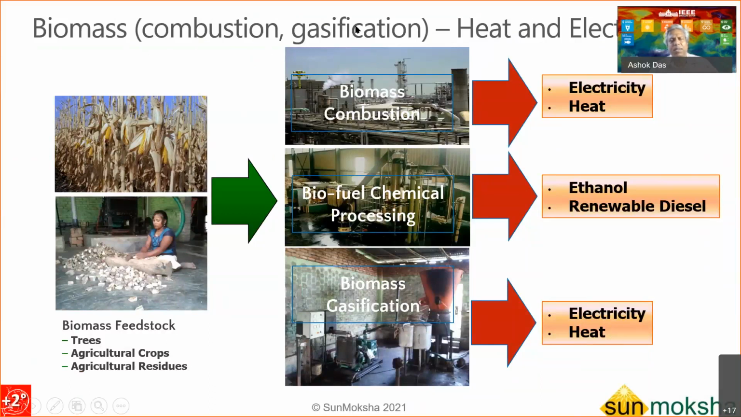In the combustion and gasification route, this is a gasification route, you can get electricity and heat. With biofuels and fuel processing, you can get ethanol and renewable diesel. So these are the liquid fuels to replace diesel and gasoline. And biomass combustion takes you away from coal to generate the same electricity via heat in a steam power plant. So these can be used to reduce the amount of coal being used to produce power.